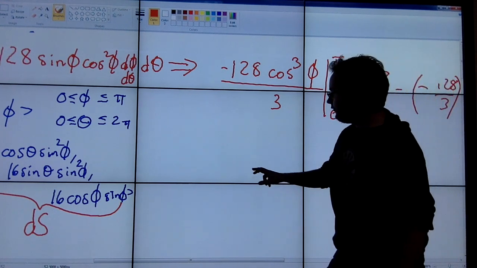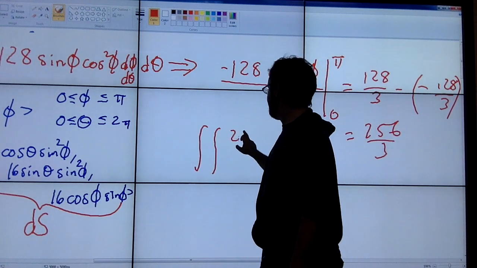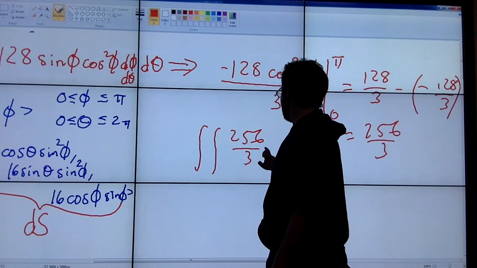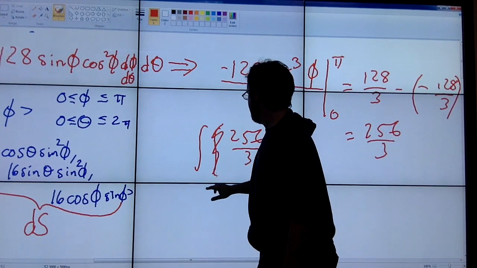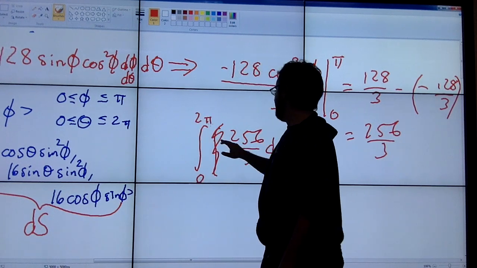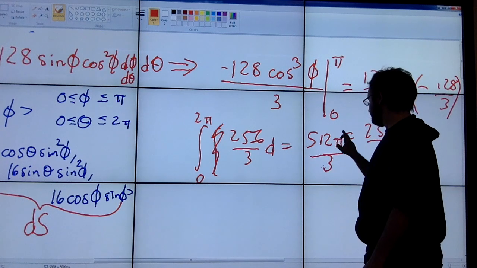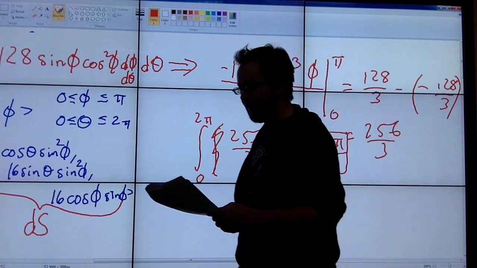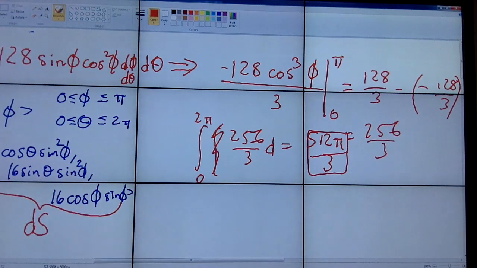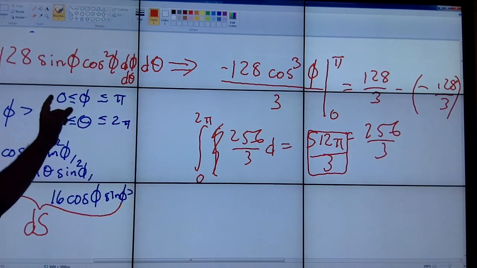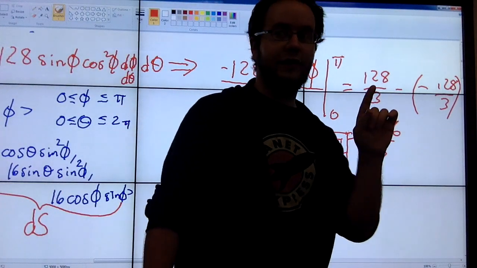We integrate that result. Integral 256 over 3 with respect to theta. Oops, not a double integral. From 0 to 2 pi. And that gives you 512 pi over 3. Really, a lot of work for a tiny little bit of answer. We're going to see how this answer can be really easily computed with the divergence theorem on the next page.